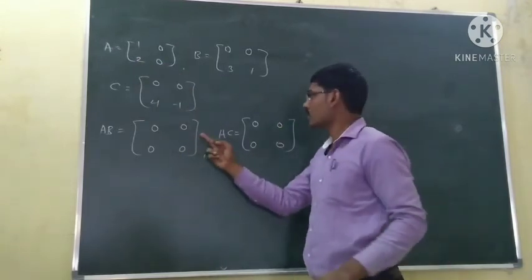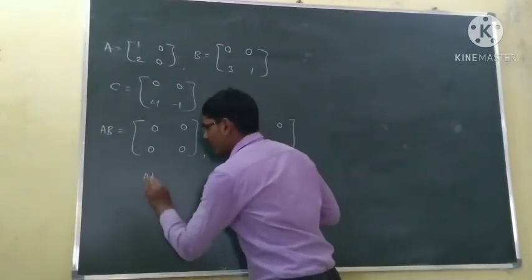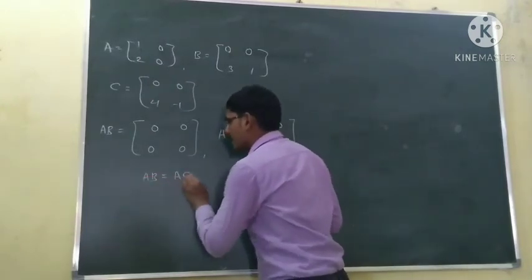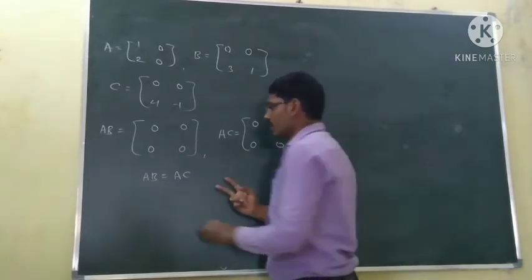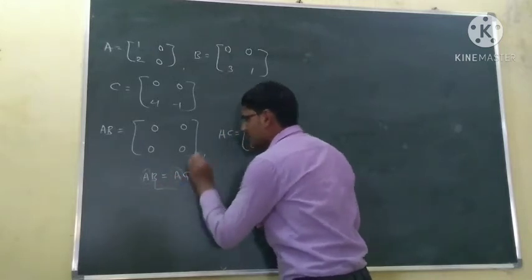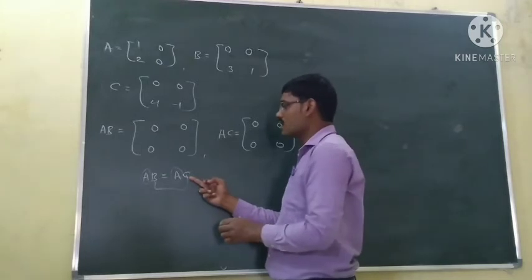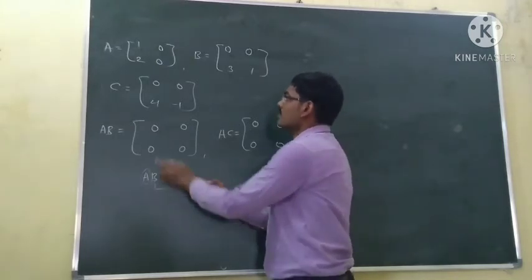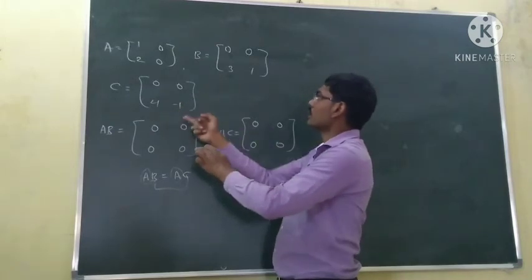Now here AB is also equal to 0, and AC is also equal to 0. So we have matrices AB and AC that are the same: 0 0 0 0 0 0. But this does not mean that B and C are the same. Though A into B is equal to A into C, it does not imply that B and C are the same. See, B is 0 0 4 minus 1, and C is 0 0 3 1.